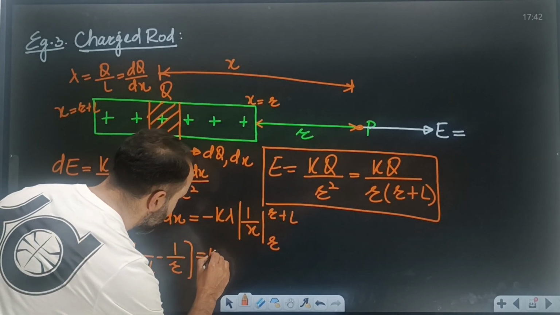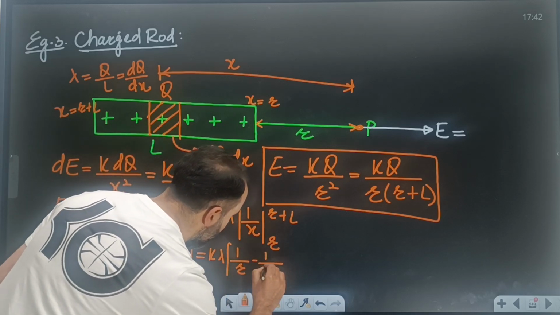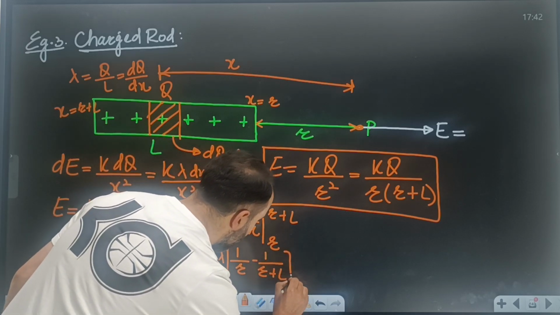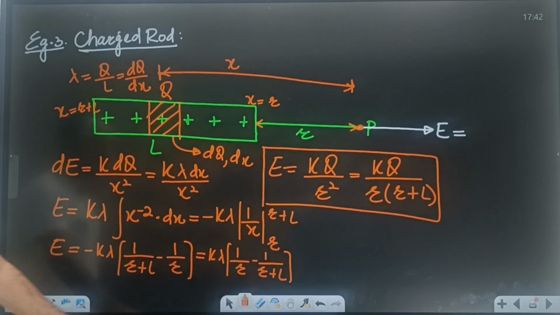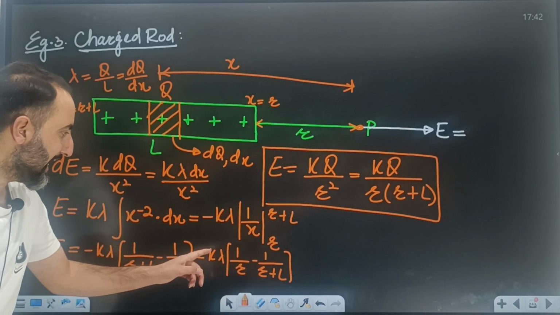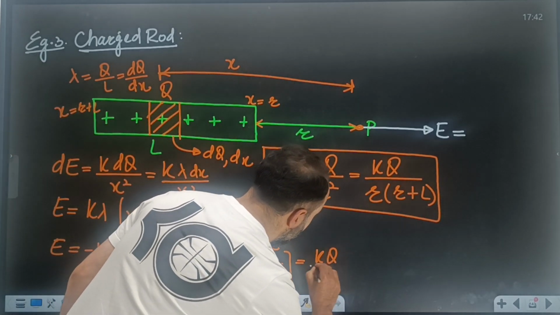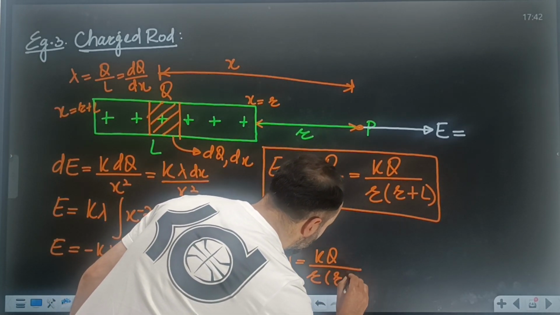So let's do that. That's k into lambda into what? 1 by r minus 1 divided by r plus l. Isn't it? Okay. Now cross multiply. So r plus l minus r. r and r will cancel. So l times k into lambda, and l times lambda is q. So finally this will come out as kq divided by r into r plus l.